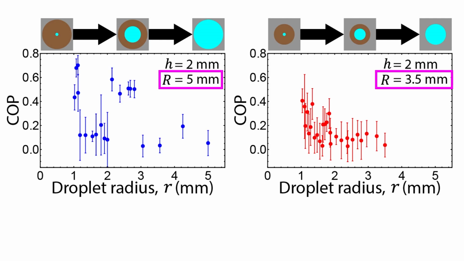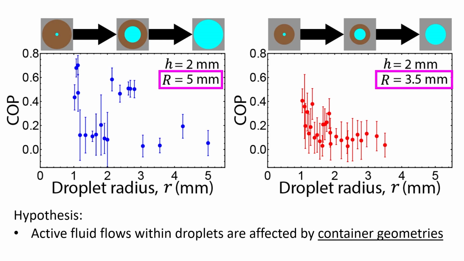Here, I would like to remind you that this result would never happen in a solid boundary system because the fluid inside the solid boundary would never care about the thickness of the boundary. This is the consequence of fluid boundary. From this observation, we hypothesized that active fluid flows within the droplets are not only affected by droplet geometries, but also by container geometries.